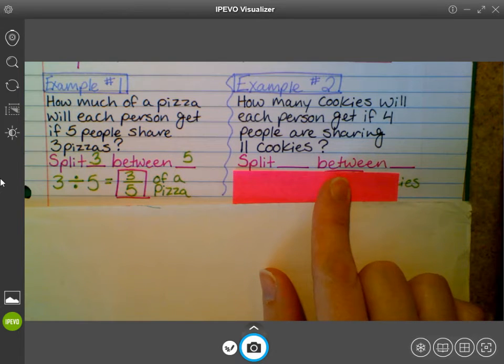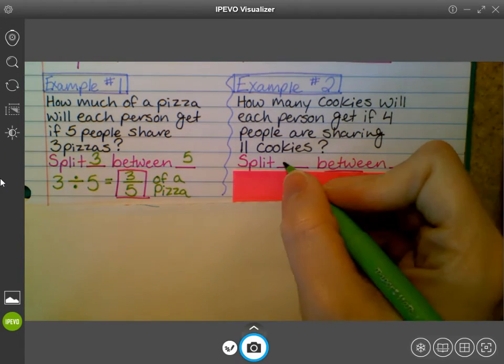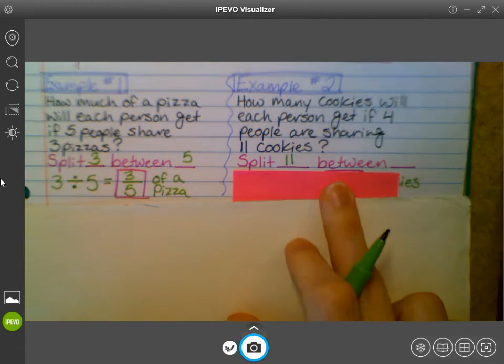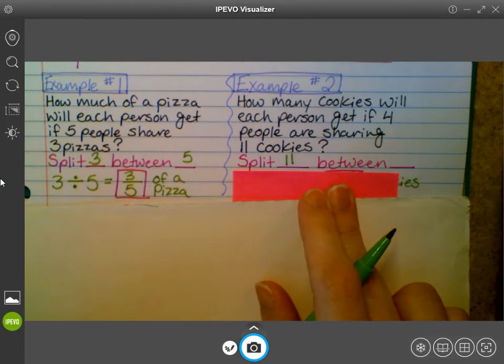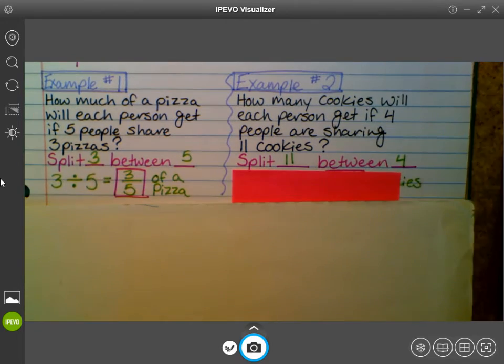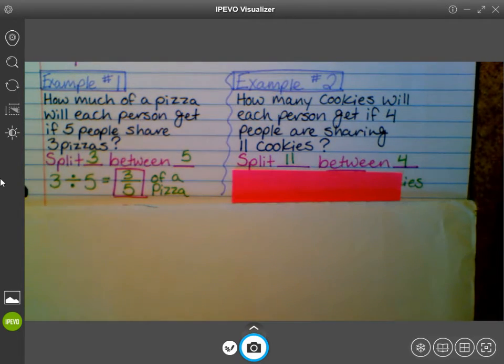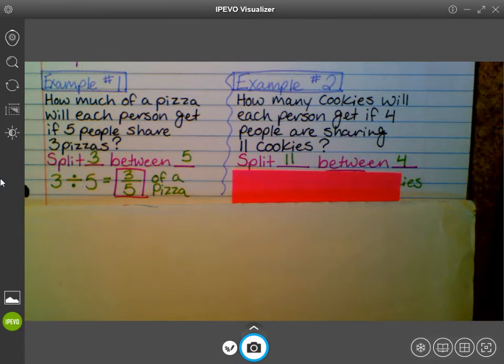All right, ready to rock? Raise your hand if you can tell me, what are we splitting up here, 5th grade? Jack? 11 cookies. Yep, we're splitting up 11 cookies. And who are we splitting it up between? Richie. 4 people. How many of you got that correct? How many of you split that in between? Got that correct? Awesome. Hands down.